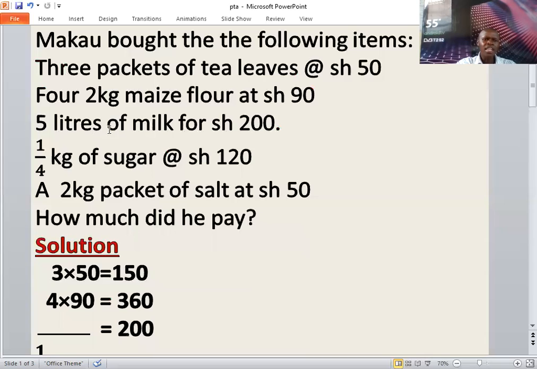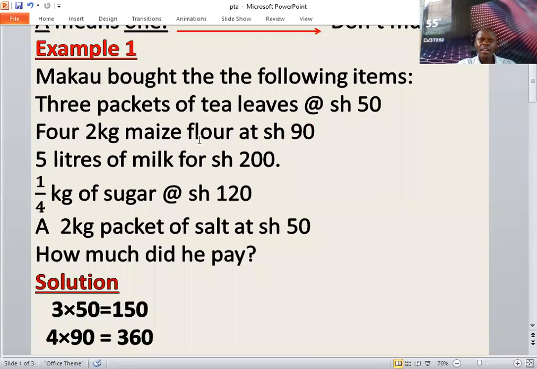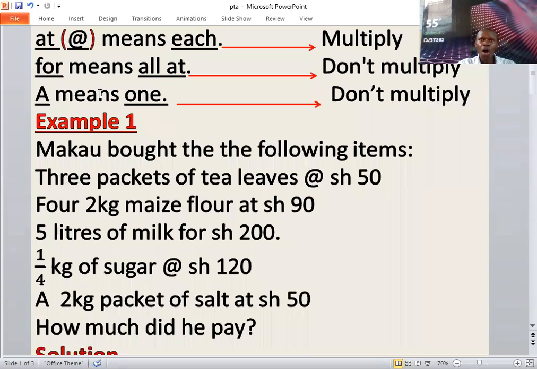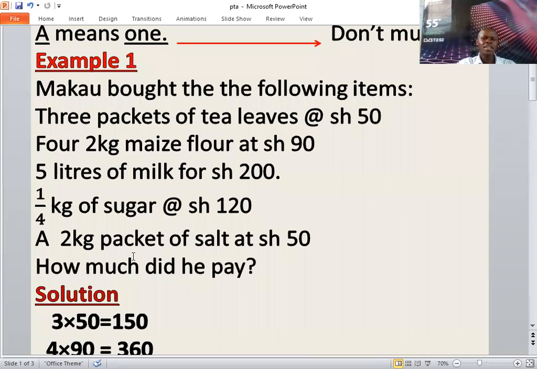Next item bought: 5 liters of milk for 200 shillings. For, do we multiply? No. For means all at. Can you say all at? Very good. That means the total amount that was spent for the 5 liters was just 200 shillings.